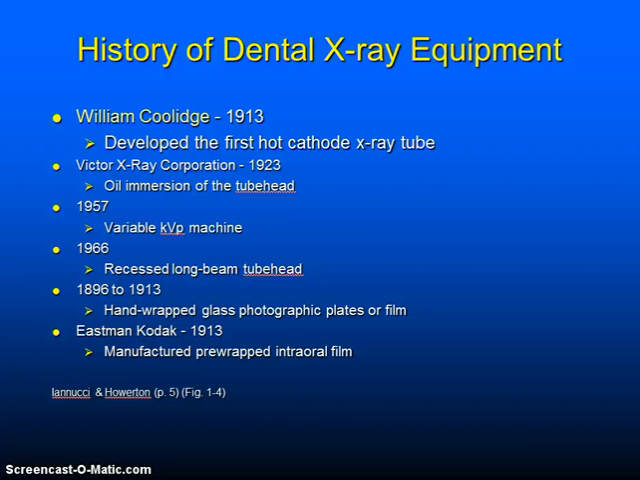In 1913, William Coolidge developed the first hot cathode X-ray tube. There is a video in this course of William Coolidge explaining his invention. From 1913 forward, most research was focused on improving the machine that produced the X-rays. William Coolidge patented the use of a tungsten filament in the X-ray tube. It was also in 1913 that Eastman Kodak Company started manufacturing pre-wrapped intraoral dental film.